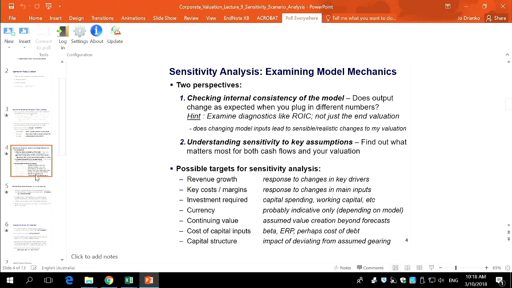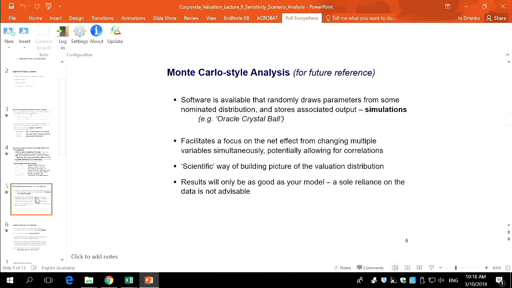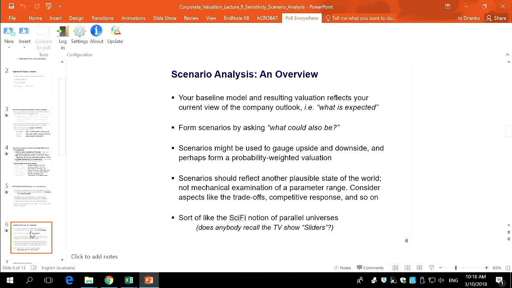Okay, so scenario. Sensitivity is an easier version of scenario. With sensitivity, you change one input to see what happens to the ROIC or the value per share or EBITDA margin. With scenario, you change multiple things at once. Scenario, like the name implies, is a different state of the world.